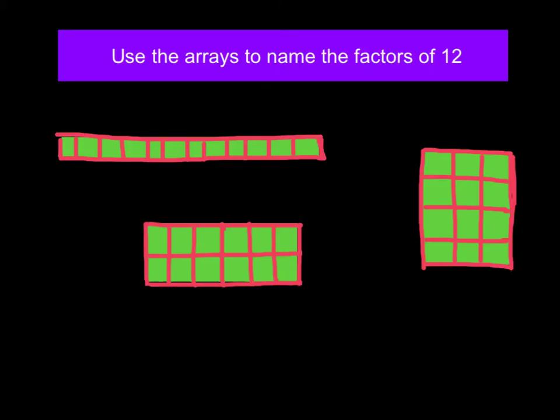Here it says use the arrays to name the factors of 12. So that's going to be the number that we want to name the factors for, 12. Well, let me look at the first array and see what the factors of 12 are for this one. So I know I have one row. So I know my first factor is going to be 1. And then let me count how many are in that row. 1, 2, 3, 4, 5, 6, 7, 8, 9, 10, 11, 12. Now remember that rule that tells me that 1 and the number itself are always going to be factors. So that's true. 1 times 12 makes 12.